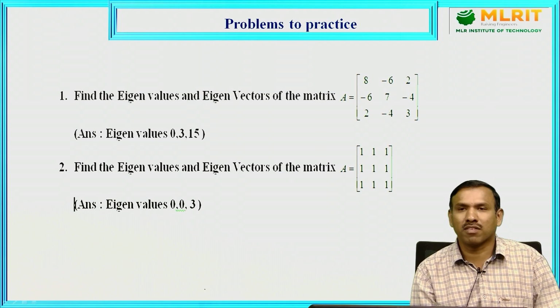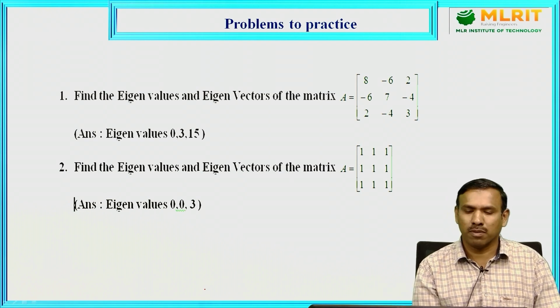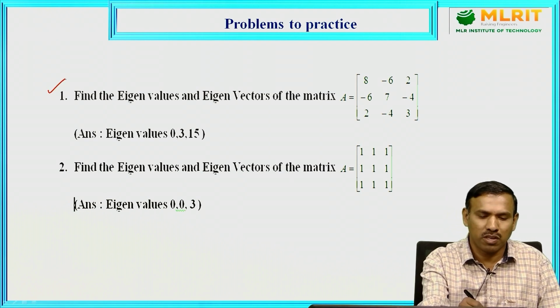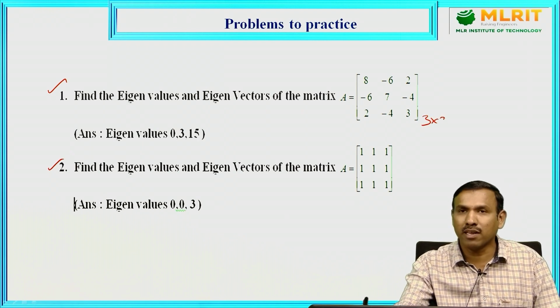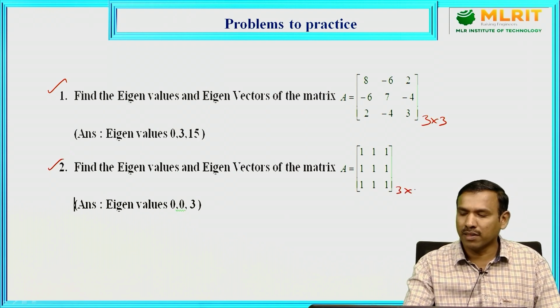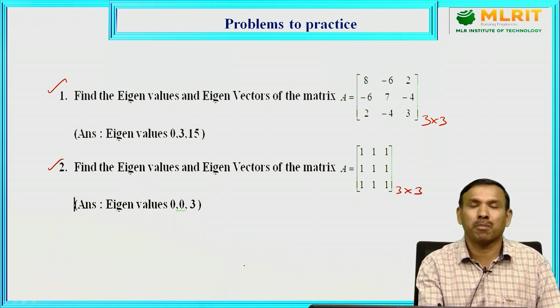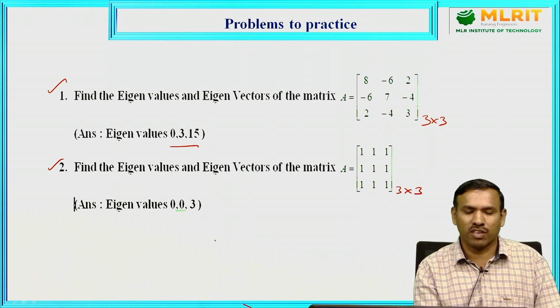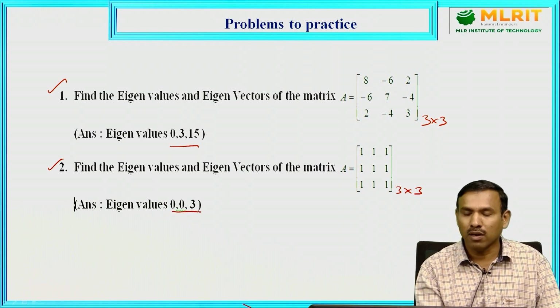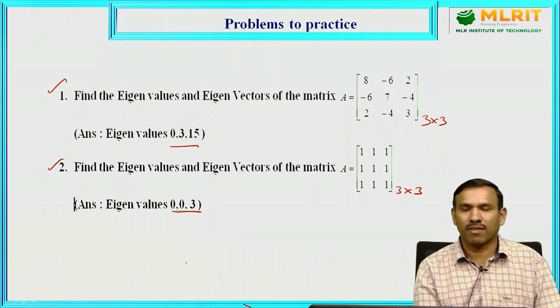Here I am giving some problems for practice for the students. There are 2 problems. Find the eigenvalues and eigenvectors of these matrices; each is also a 3 by 3 matrix. For reference, I am giving the eigenvalues also. For the first problem, the eigenvalues are 0, 3, 15. For the second problem, the eigenvalues are 0, 0, 3. Students can solve and check their answers.